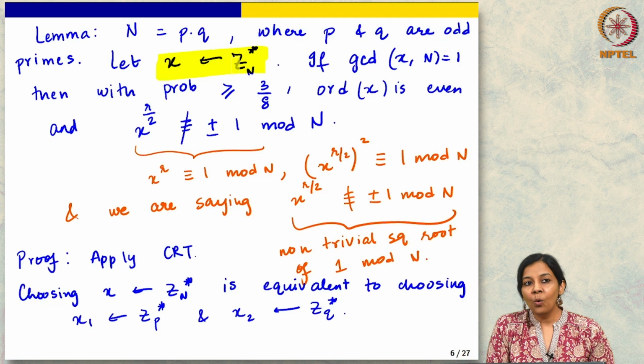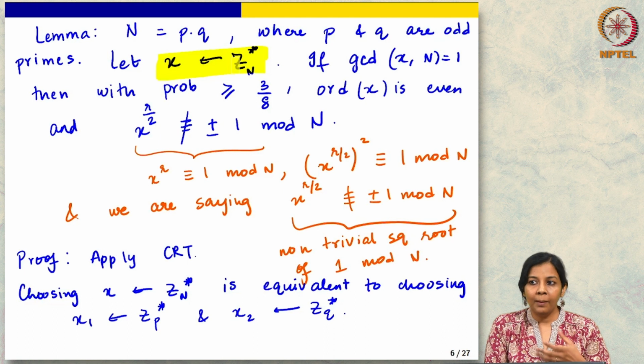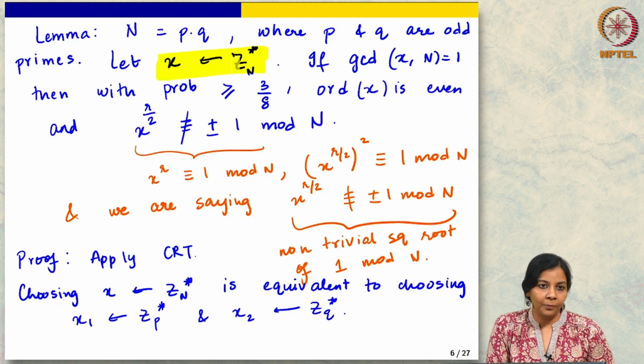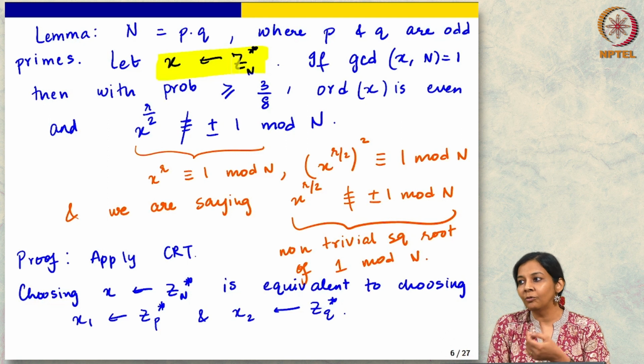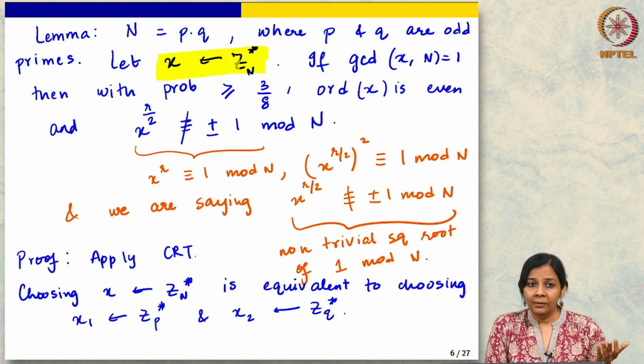It's because if my goal is to factor n, then how do I sample x from Zn star? Zn star has order phi of n, and if I want to sample uniformly from that, this is a problem, because if you remember, phi of n is (p minus 1)(q minus 1). So, I do not know phi of n. I know it only when I know the factors of n. So, how will I sample? This is a problem.